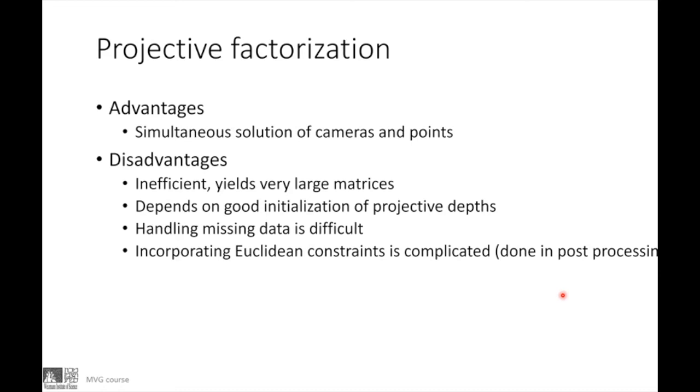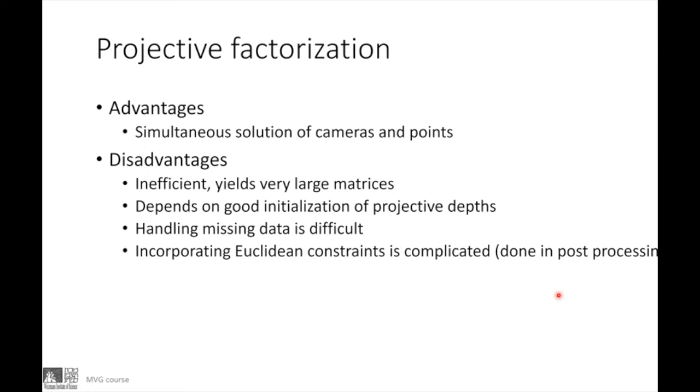Advantages: you solve simultaneously for cameras and points. The disadvantages: the matrices that you try to use can be very large if you have many images, many features, and so it's inefficient. It depends on good initialization of the projective depth. Handling missing data is difficult. You can't use SVD if you have missing data, if your tracks don't go through all the images. And incorporating Euclidean constraints is complicated, usually done in post-processing.